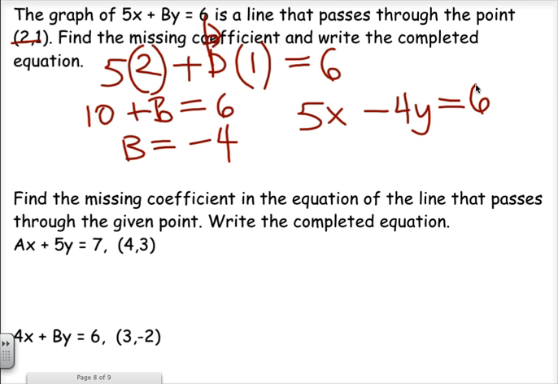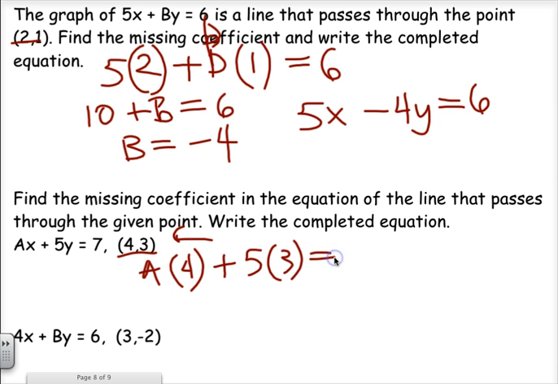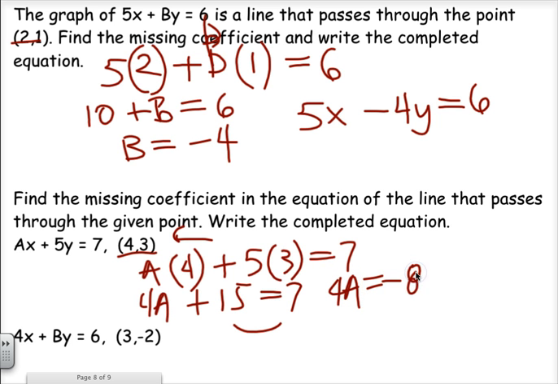Same idea here. I'm going to do one more of these just to make sure it makes sense. Here, I've got my point, find the missing coefficient, I'm just plugging those in. So it's going to be a times 4 plus 5 times 3 is equal to 7. So it's going to be 4a plus 15 is equal to 7. Move this over there, and you end up with 4a is equal to negative 8. a is equal to negative 2.